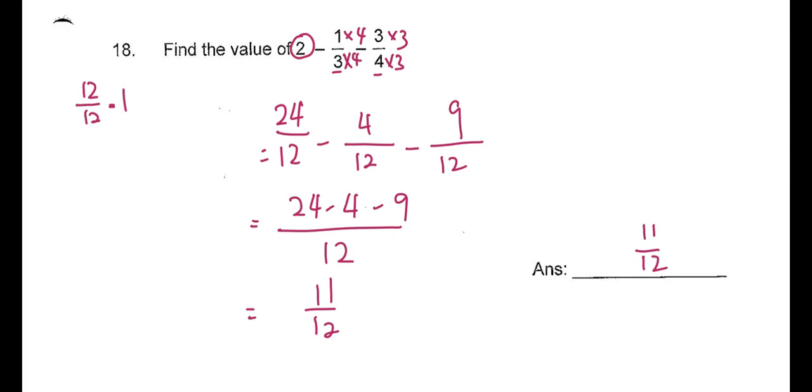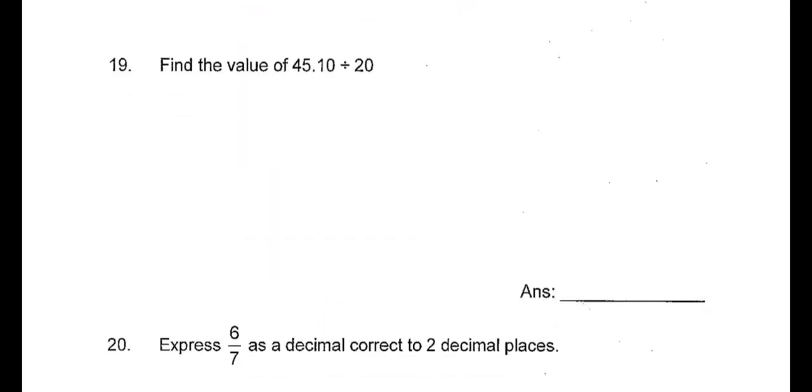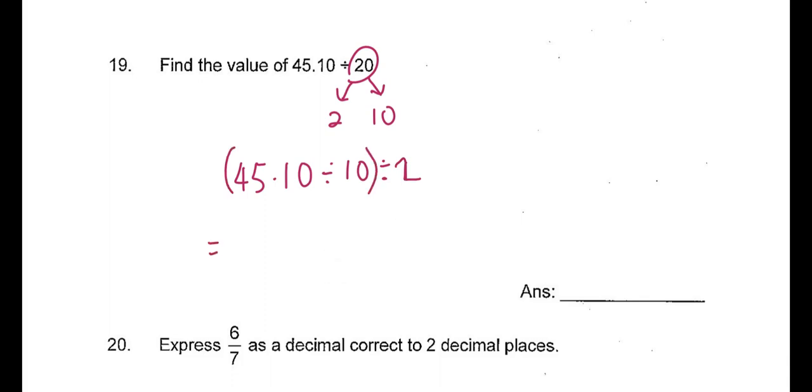Alright, question 19. You're supposed to find the value. Now, we have not learned how to divide by 2 decimal places. Obviously, you can't do that as well. So you will need to split them up into 2 and 10. Alright, so depending on what you would like to do, you can always divide by 10 first, divide by 2 first. For me, I would prefer to do by 10 first, okay, before 2. Because if I divide it by 10, I will just need to shift the decimal point to 4.51.